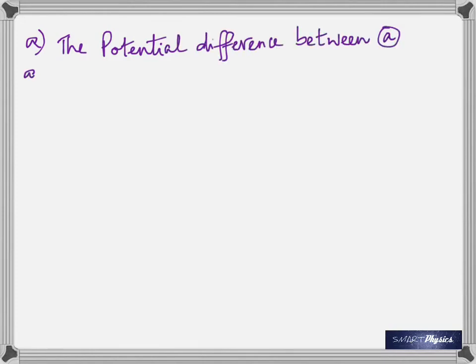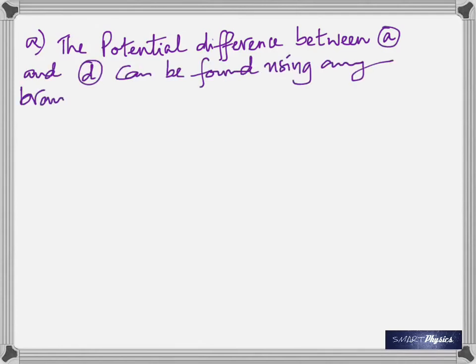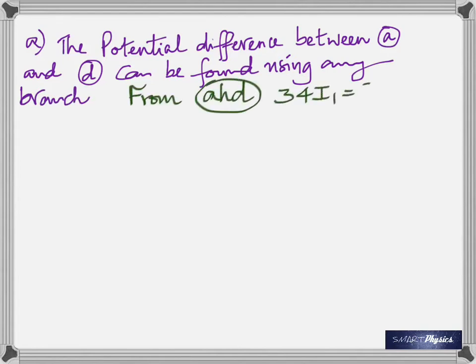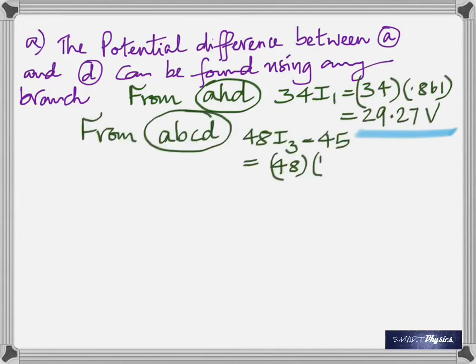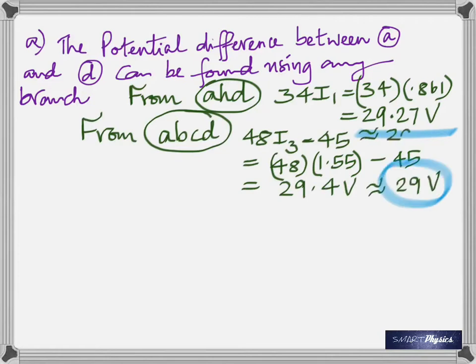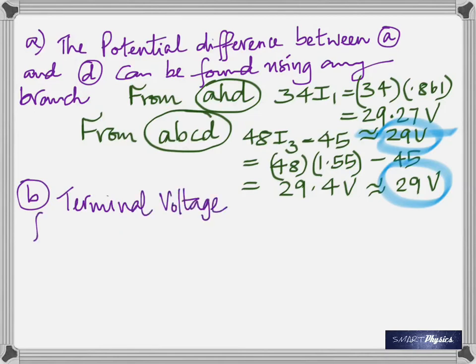Sorry for that. And this problem again continues. It actually asks you to find the potential difference between A and D. Potential difference is current multiplied by the resistance of the branch. And you have to look at AHDG. Since you're looking at AHDG, sorry for the disturbance, and ABCD, from ABCD 48 I3 minus 45, and from AHD you have 29.27.